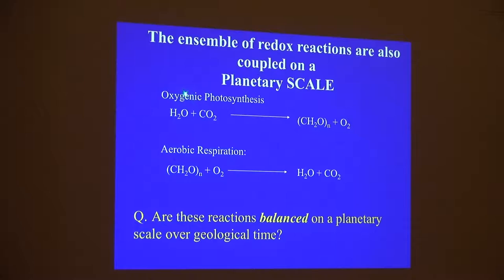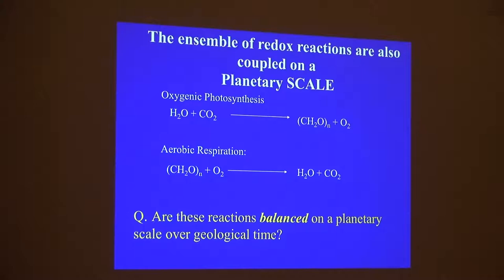So this is what every fifth grader learns, right? That water and carbon dioxide make a sugar and oxygen. That's the waste product of a plant, of an oxygenic photosynthetic organism. And then you and I are these guys. This is sugar. And we're eating the sugar, we're combusting it with oxygen, literally, and we're producing these two products.